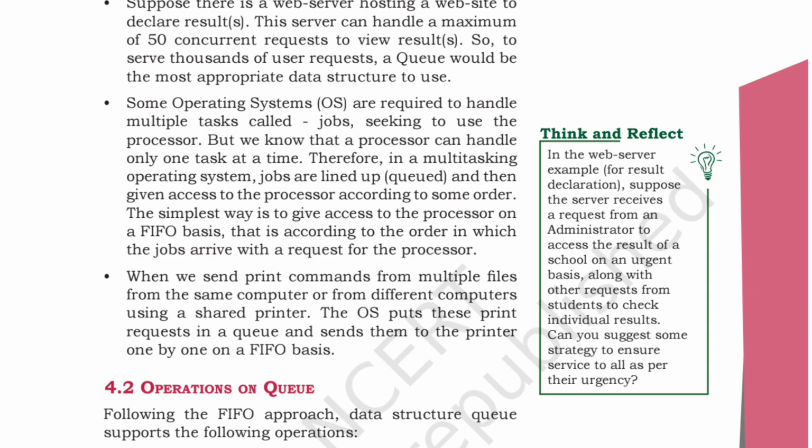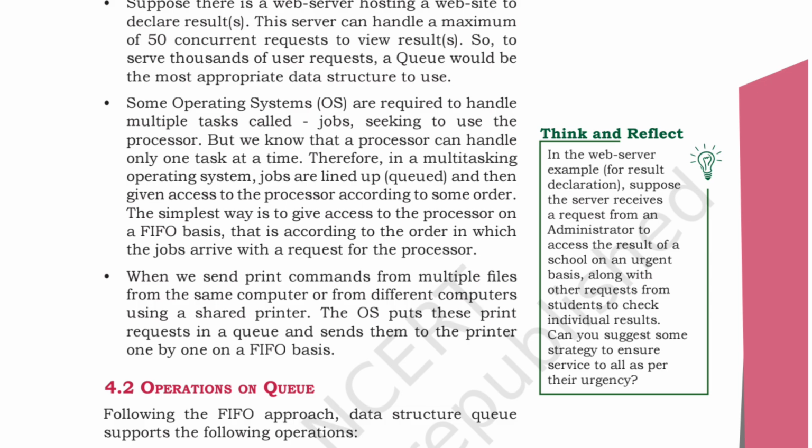Okay, the next example is that some operating systems are required to handle multiple tasks, called jobs, seeking to use the processor. Over here we have different job seekers. But we know that a processor can handle only one task at a time. In the operating system we have different job seekers, and multiple tasks are to be completed using the processor. If we use one processor, at that time only one task will be run.